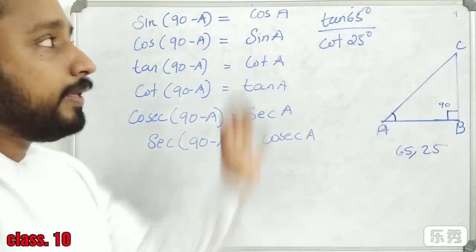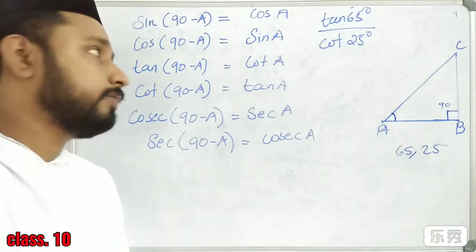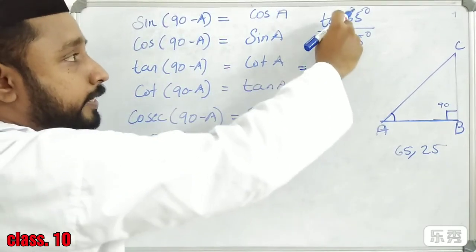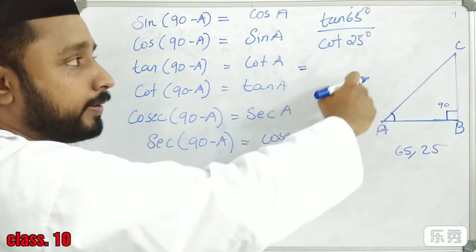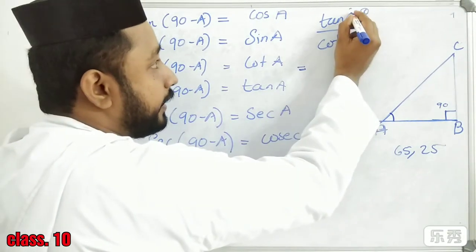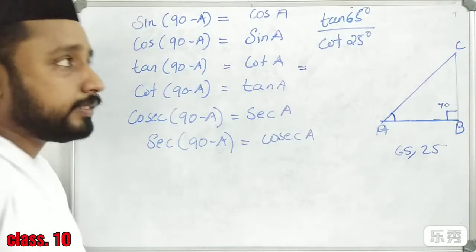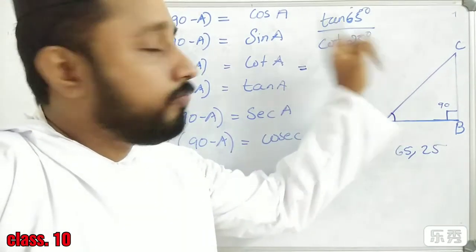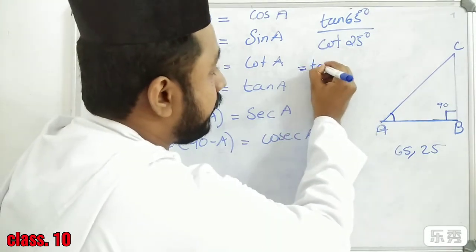So we can apply these formulas. Tan 65 by cot 25 is equal to... there are two trigonometric ratios, tan and cot, and two angles 65 and 25, both complementary angles. So our first step is to change one angle, that is 65, into the form of 25. We write tan like that.